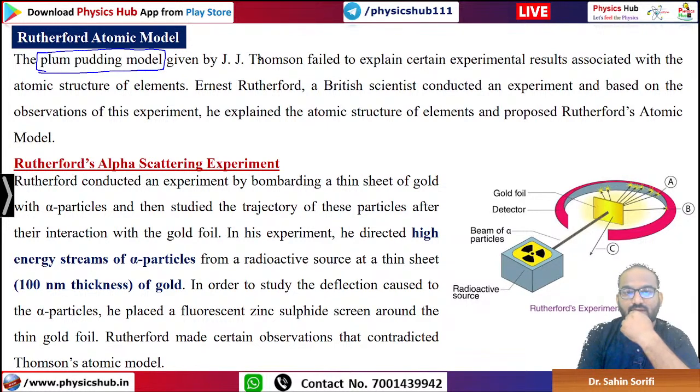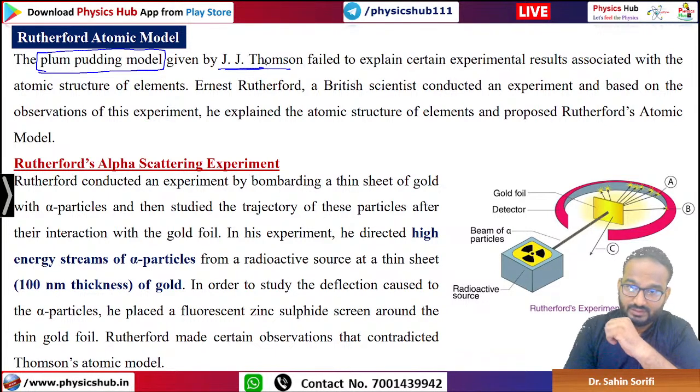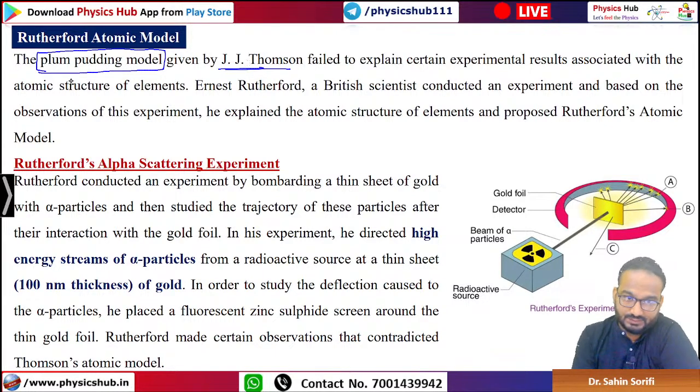Plum pudding model was given by J.J. Thomson, but the plum pudding model failed to explain certain experimental results associated with the atomic structure of the elements. Later on, Ernest Rutherford, who was a British scientist, conducted an experiment. Based on the observation of the experiment, he explained the atomic structure of the elements and proposed Rutherford's atomic model.